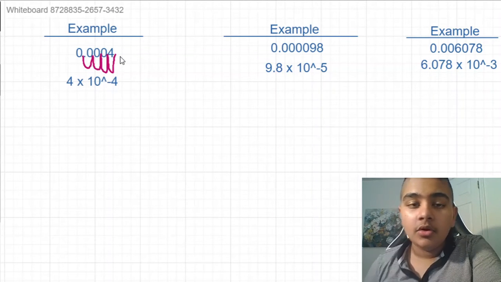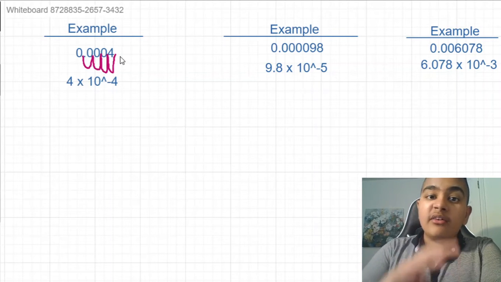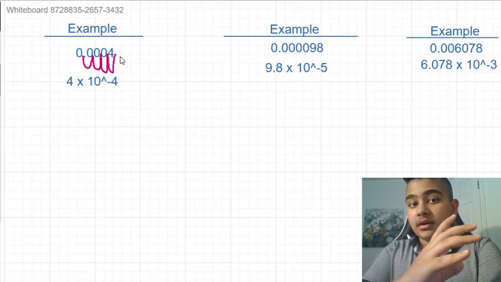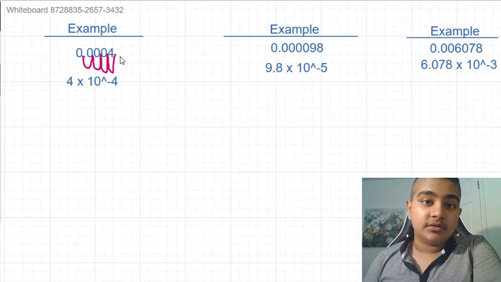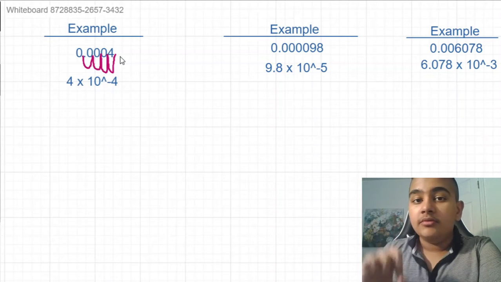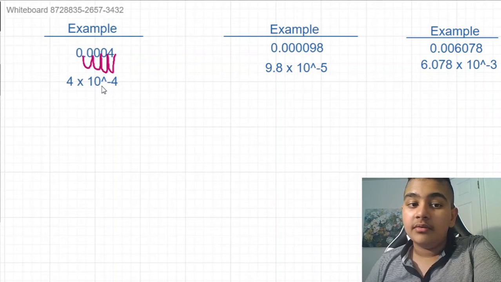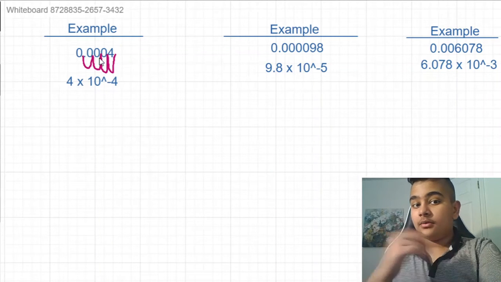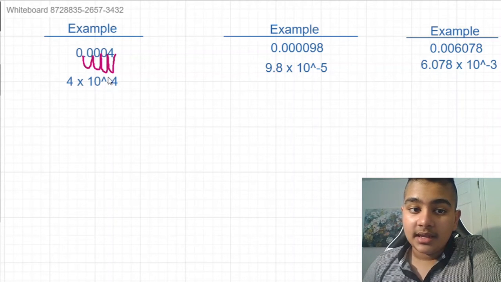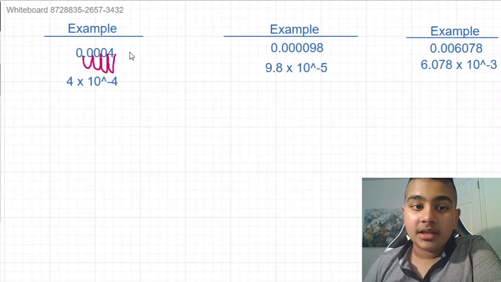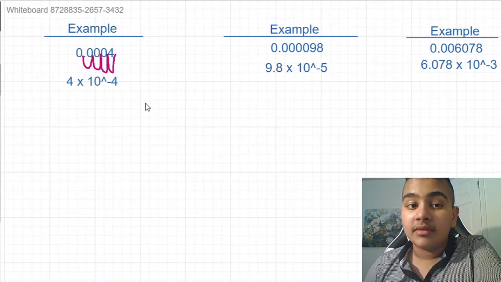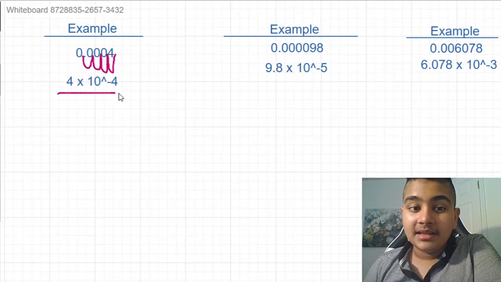So what do we have to do? We had to move the decimal point 4 places. And since we moved it to the right and we made the number bigger, we put it as a negative exponent. So we know that the number of times we move the decimal goes above with the exponent of 10. So it goes with the 10. But this time, since we moved it 4 times to the right, it becomes negative 4. And remember that we put the units place here. So 4 times 10 to the power of negative 4. So it's simple like that.